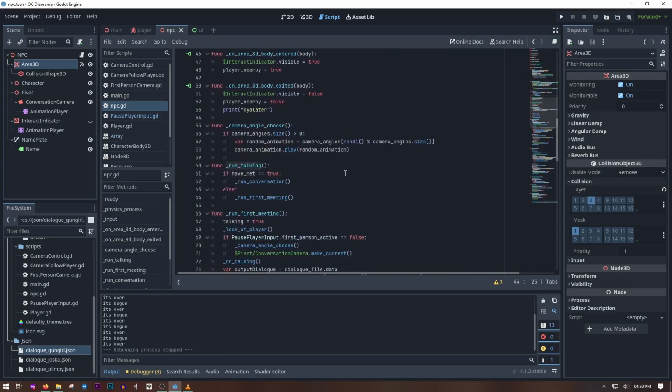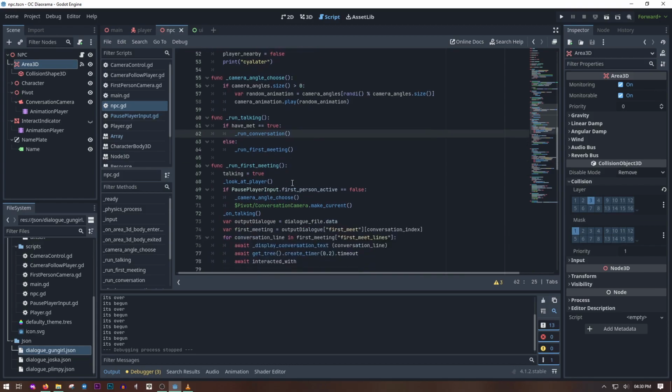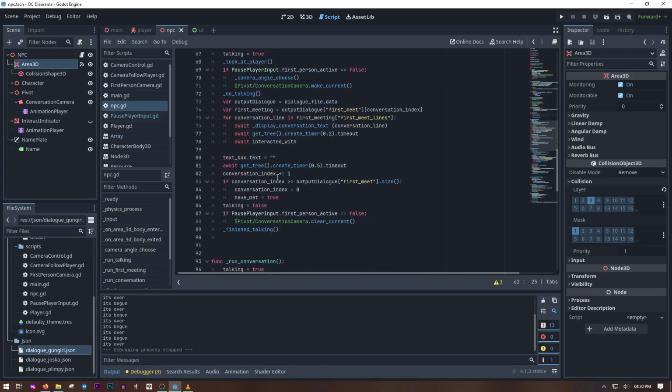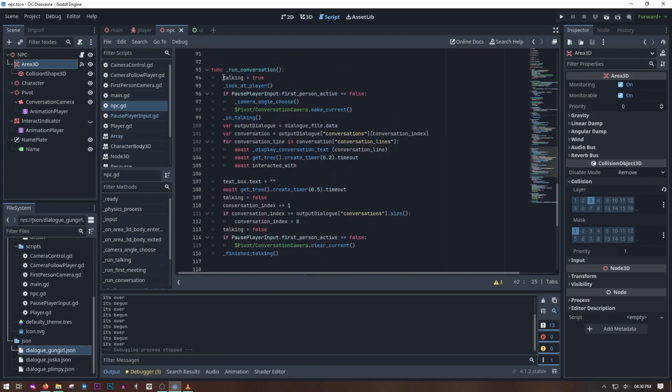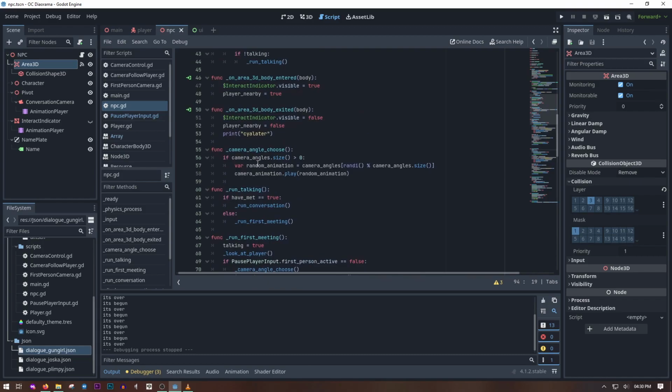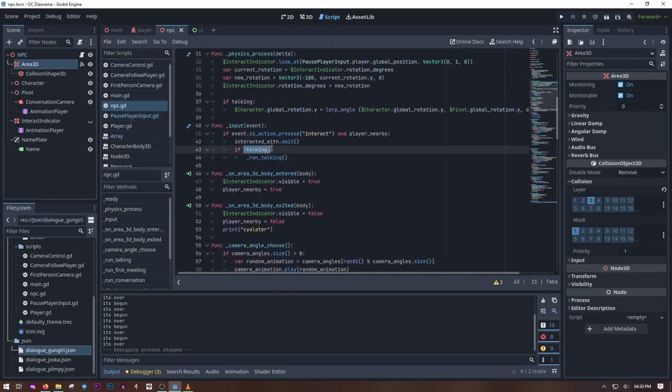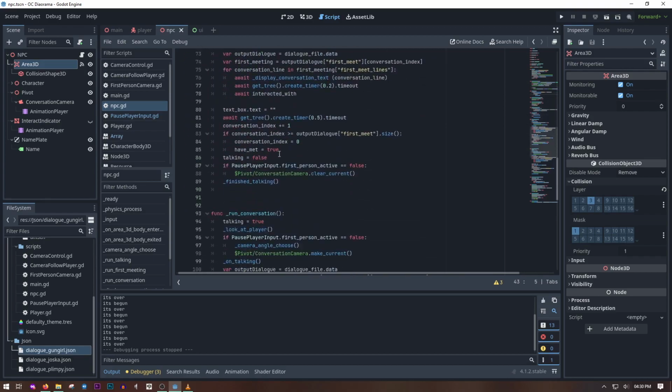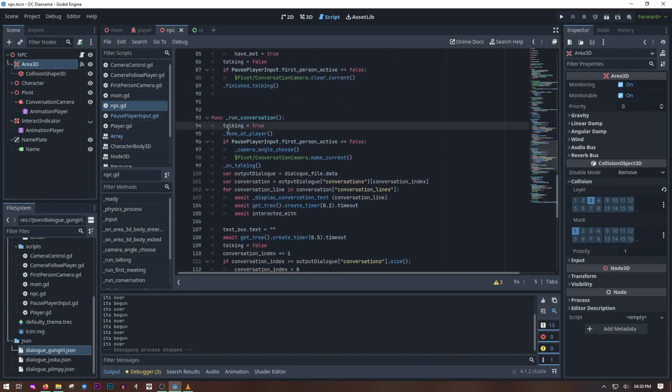So talking is here. If I have met is true, then run conversation. If I have not met, then run first meeting. Run conversation and run first meeting are very similar. So I will go through run conversation because that was the main one that I did first. So talking true. They make the talking boolean true. So if I press the button again, this won't be true. It'll be false. And it won't run talking again. It'll just keep going with the run conversation.